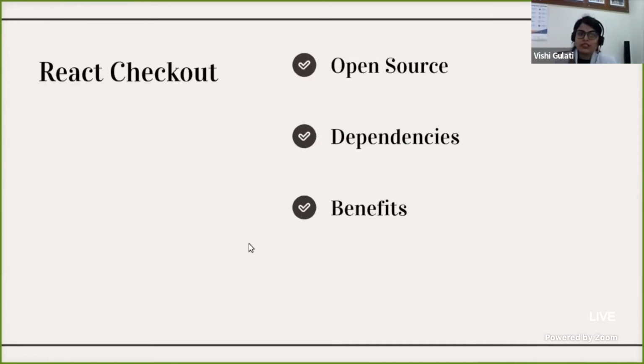Hoover checkout is basically a React checkout, which is created with React. It is open source. You can use it on Luma, on Hoover, on PWA. But if you decide to use it on Luma or on PWA, you need to make some changes, but it will work fine with Hoover. If we talk about the dependencies, all you need is some knowledge of React, some knowledge of Magento GraphQL, some knowledge of Node, and you are ready to go.